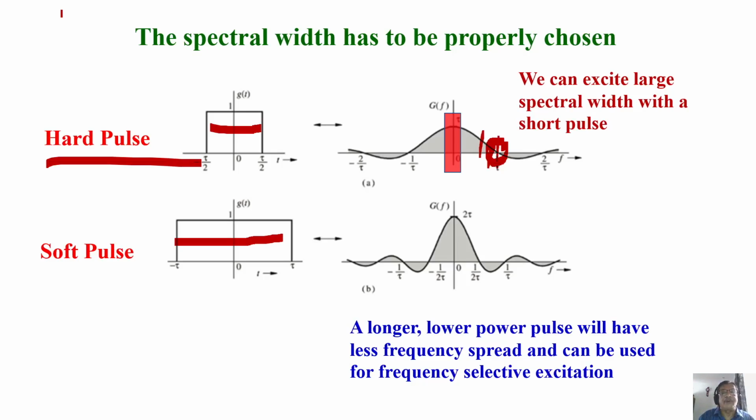Reduce it to 5 microseconds. If that profile is also not possible to uniformly excite your spectral width, you have to reduce further. And beyond that, you can't reduce. In which case, you have to move the carrier offset. I'll tell you that as we go ahead.